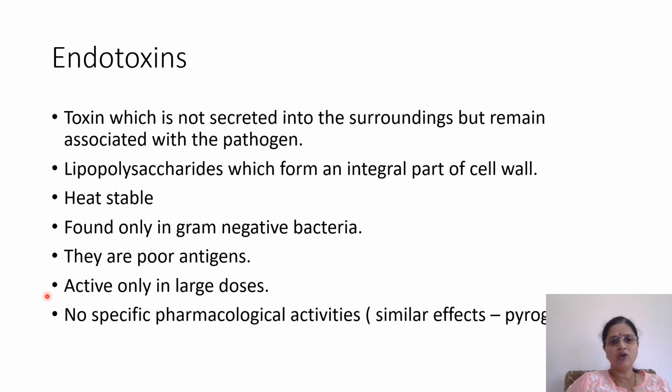And they also do not have any specific pharmacological activities. That is, when they are present, you will see very generalized effects in the body, like elevated temperature, fever, or coagulation of blood, diarrhea or inflammation or weakness. So you see very generalized effects in the body because of endotoxins. So these are the characters of endotoxins.